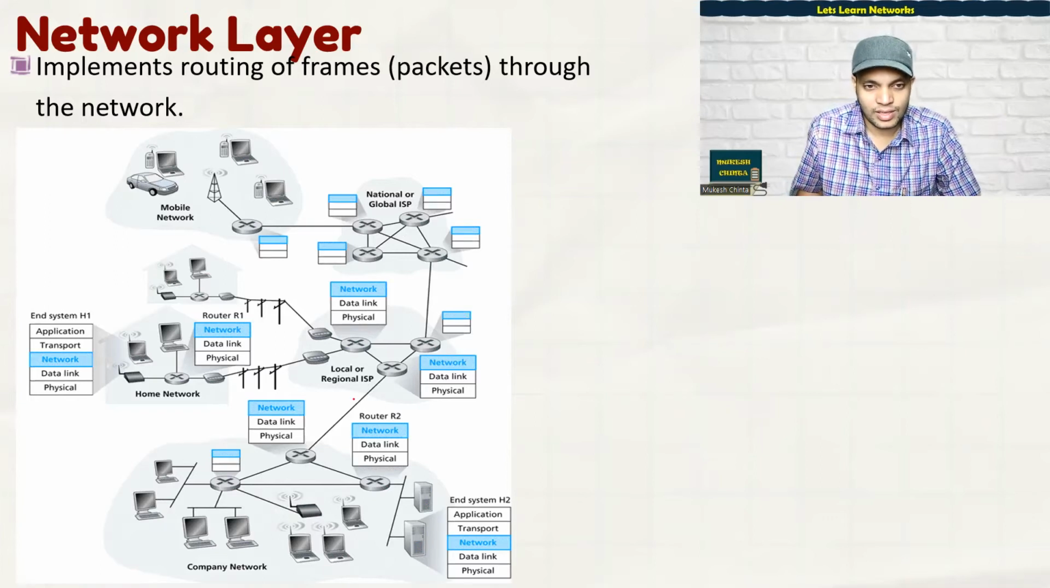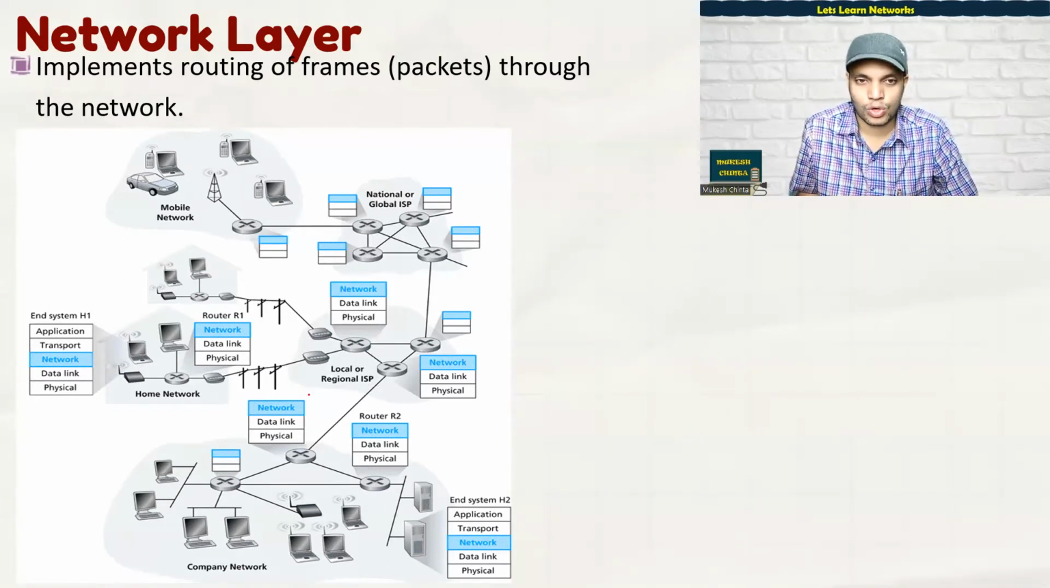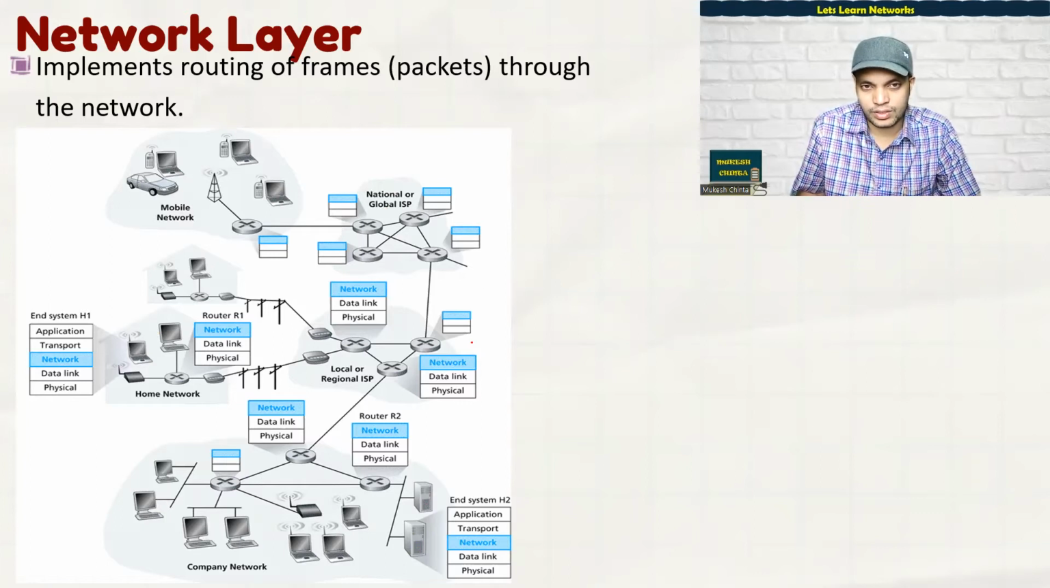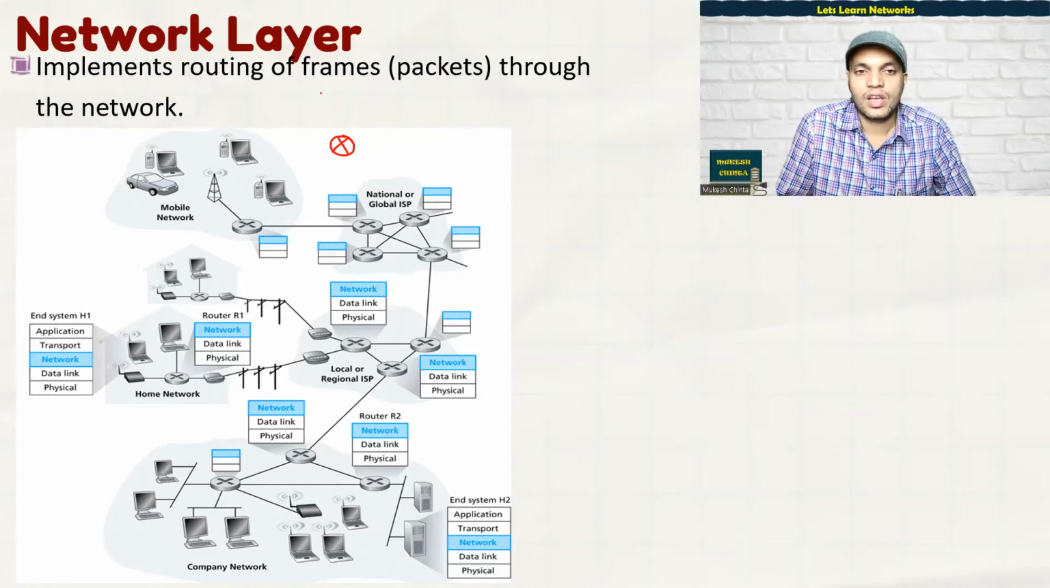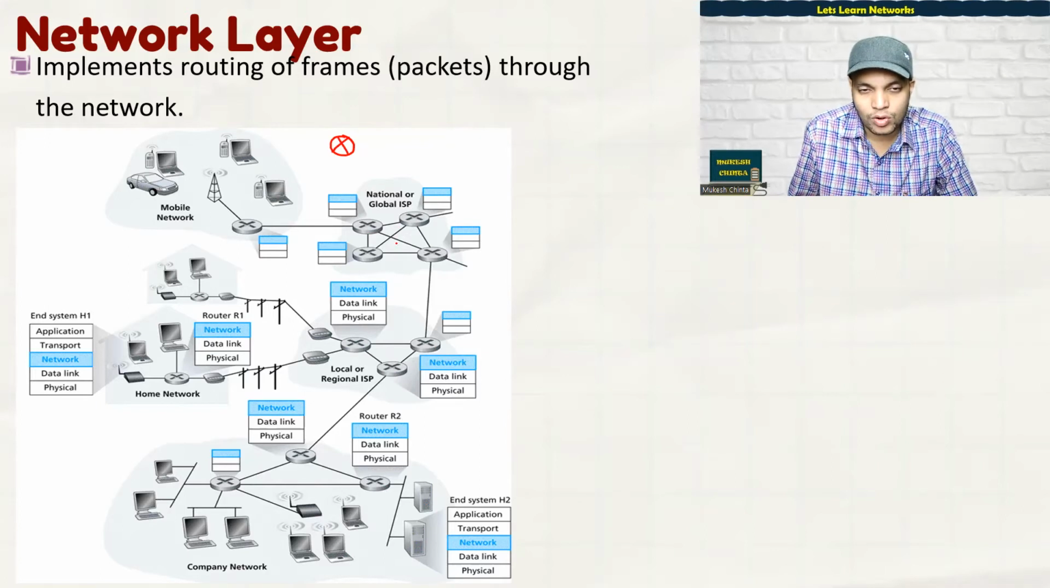I have taken this diagram from the Kurose and Ross textbook. You can see there are a lot of things. This one shown here is the representation of a router. A router is a network layer device which connects different networks. All these lines coming out of a router are called its interfaces. In this example, there is an end system H1, a laptop, and H1 wants to communicate with another system called H2, which are on 2 different networks.